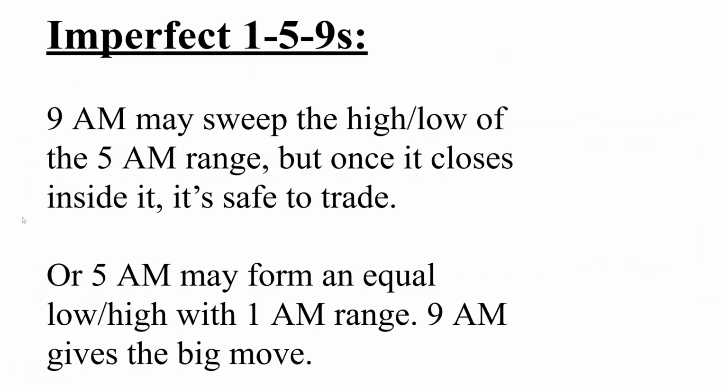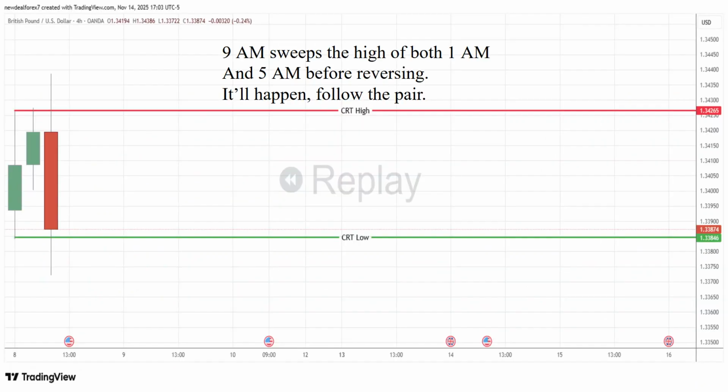Now, with an imperfect 159, remember that I just said that the 9 a.m. may sweep the high or the low of the 5 a.m. range or the 1 a.m. range, either one of those. But once it closes inside, it's safe to trade. Okay, and as well, the 5 a.m. may form an equal high or low with 1 a.m. and then 9 a.m. may give the big move. So what does that mean, though? It's easier shown than explained.